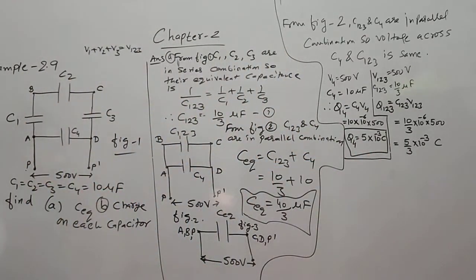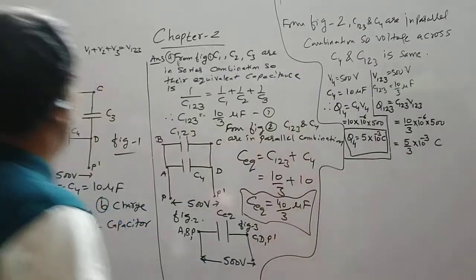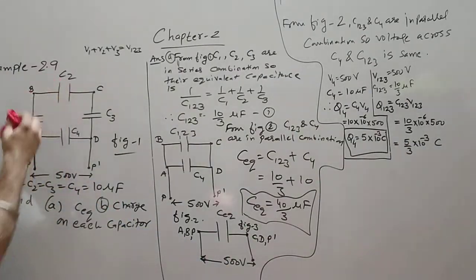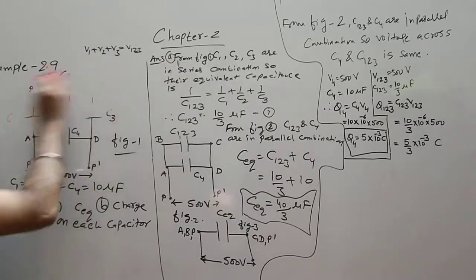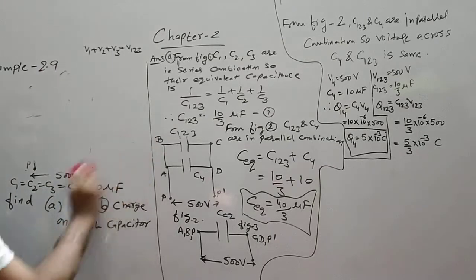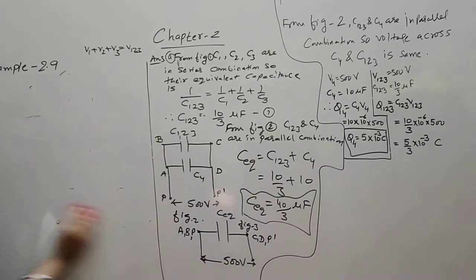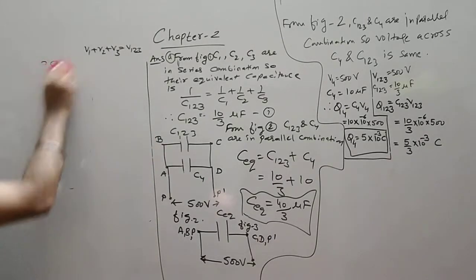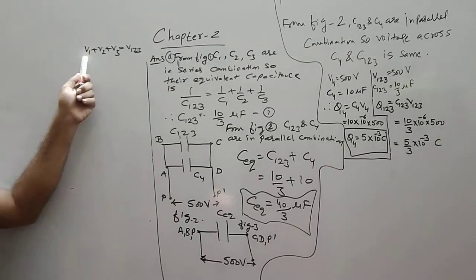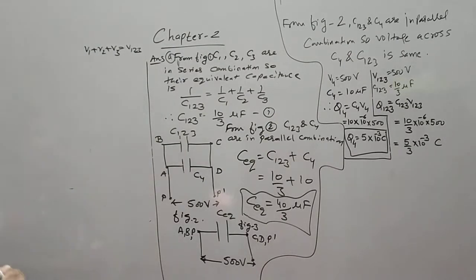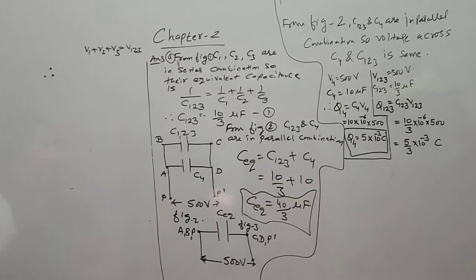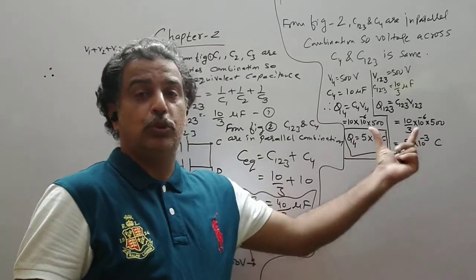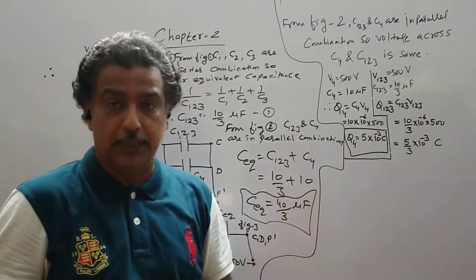Another method, if you don't want to do this method, you have to employ this method because C and V are same. So it becomes easy. However, if you are not applying this method, it is clear that V123 is equal to V1 plus V2 plus V3. Now Q is same. Therefore, the total charge on C1, C2, C3 is same, that is Q123.